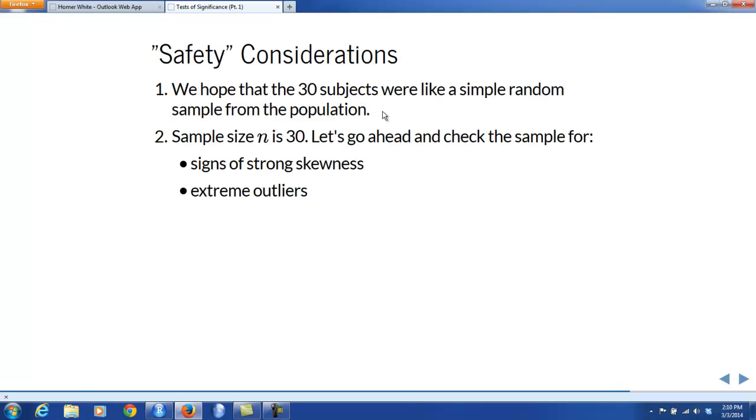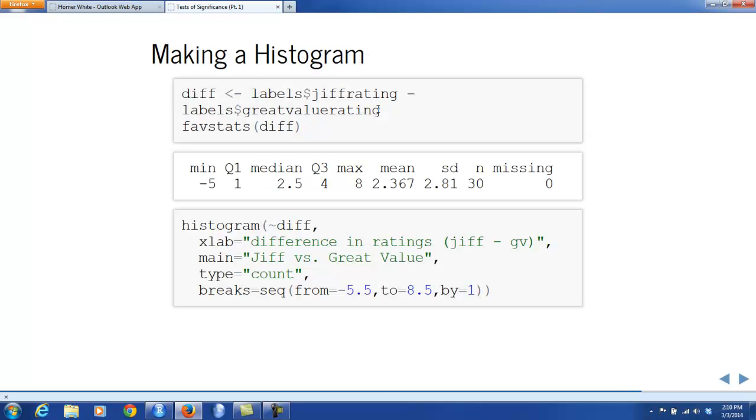test. Let's think about safety considerations before we go any further. We're hoping that the 30 subjects in this experiment were like a simple random sample from the Georgetown College population at large. The sample size is 30, which is right at our usual cutoff value. So why don't we go ahead and just check the sample for signs of strong skewness or for extreme outliers. What we need to do here is focus on those differences. Since those differences are not present in the original data frame, we'll need to make them for ourselves. We'll use the chapter book notation to do so.